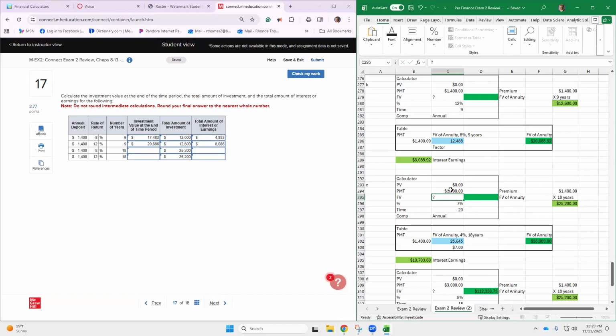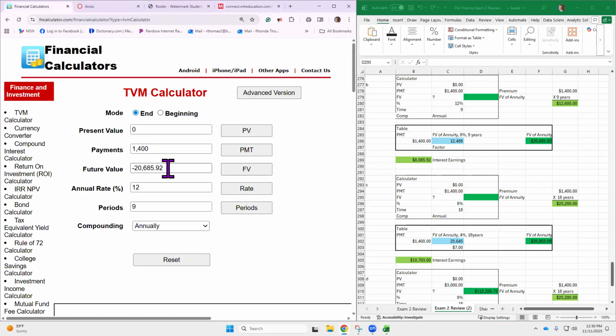Again, that didn't change. This time 8% for 18 years. So double the time. You just can't take it times 2. That's not how it works. Let me plug this into the calculator, looking for the future value at an 8% rate, but this time for 18 years. I got 52,430.34.